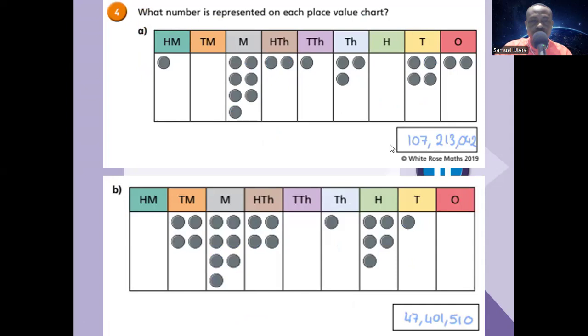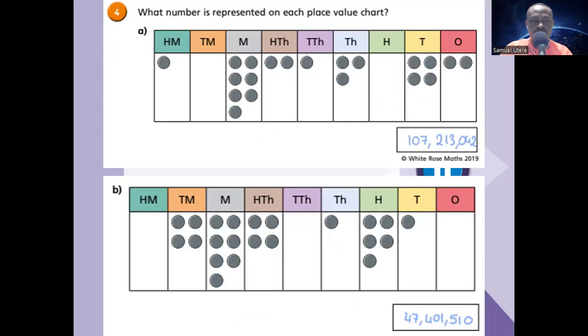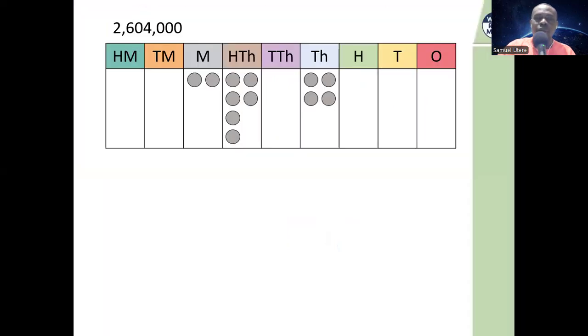Okay, here is question 4. You can check your answers and mark your work. All right. Okay. Having done that learning, let's learn something new. What about if we have to partition numbers? How would we partition, split 2,604,000 into the different component numbers that make it up?